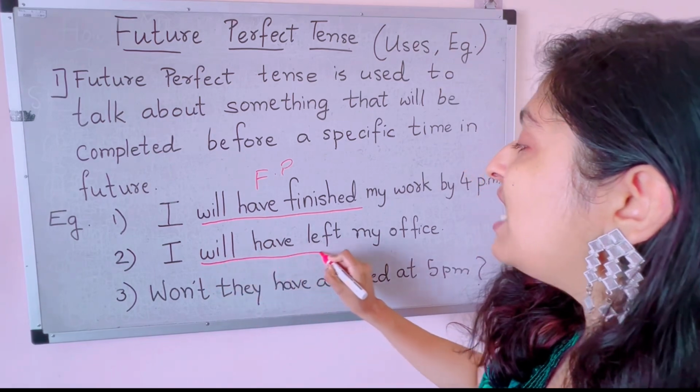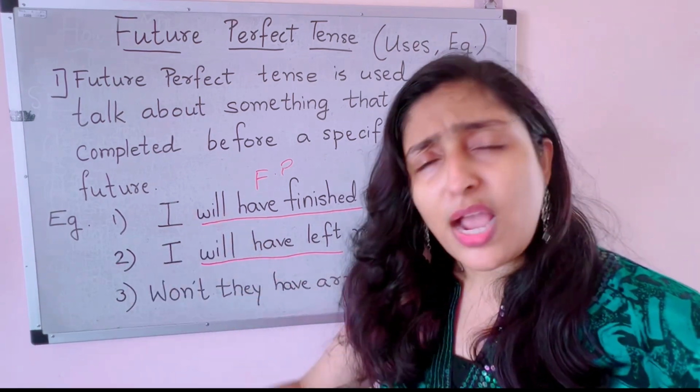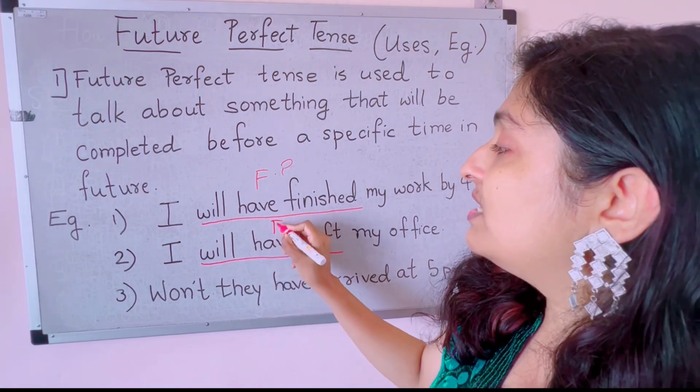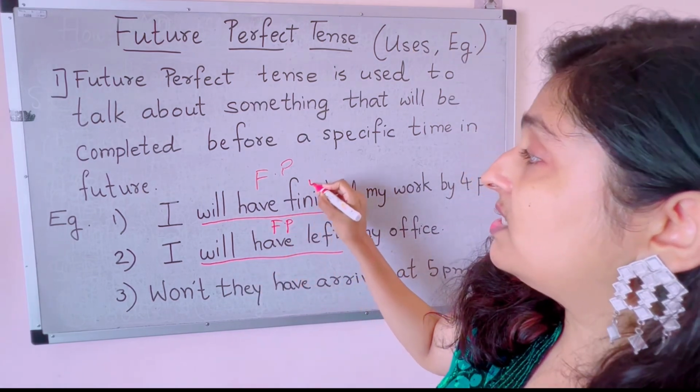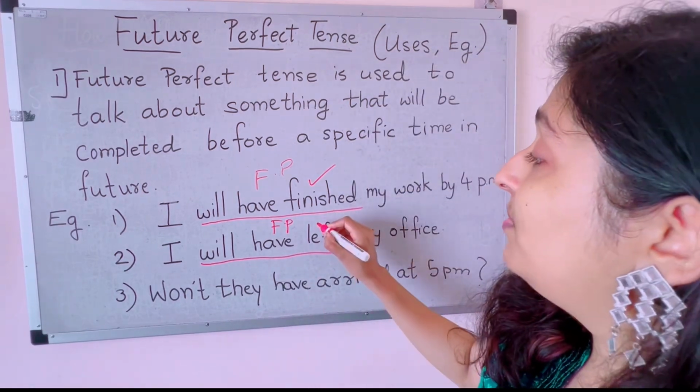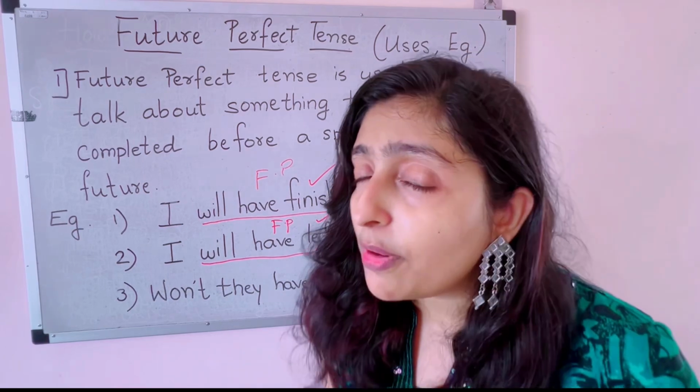I will have left my office by 4 p.m. or by 5 p.m. So "will have left" is in future perfect. This is the PPV form, past participle form. This is also the past participle form.